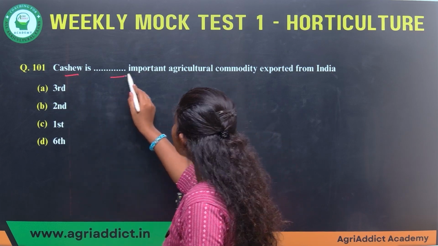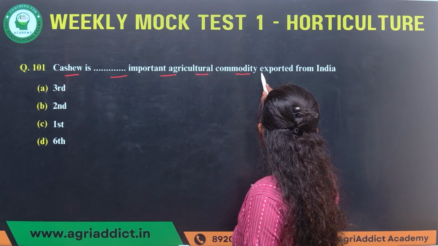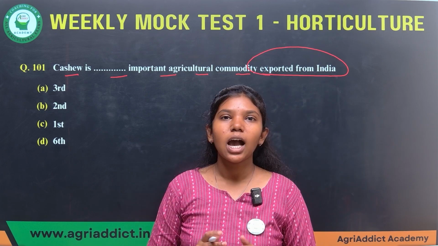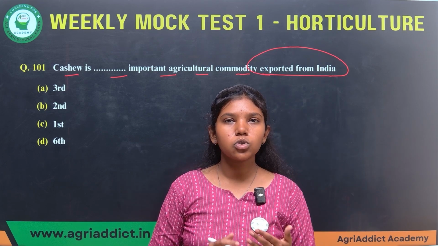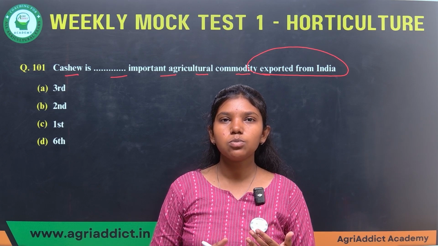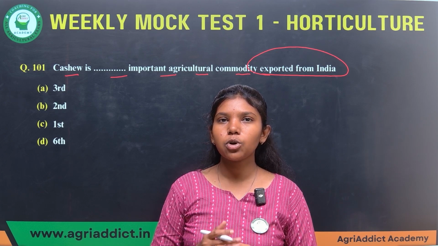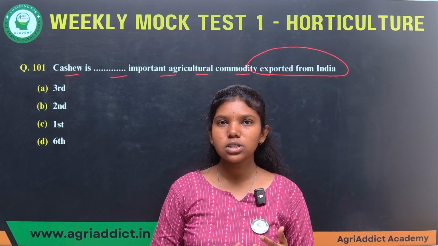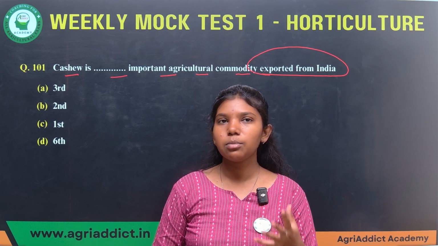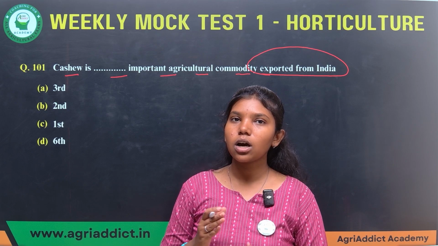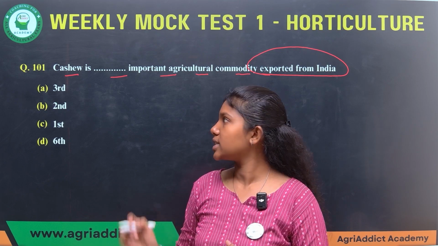Cashew is an important agricultural commodity exported from India. As you all know, India is a country whose population is dependent mostly on agriculture, and India earns most of its export revenue from exporting agriculture produce. India exports various agricultural products to various countries. One of the important agricultural commodities exported is cashew.